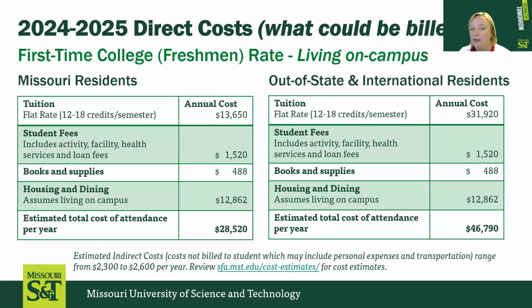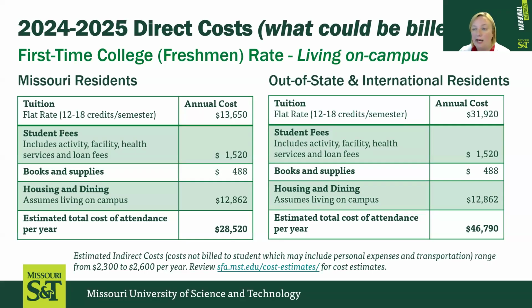We'll start with the cost of attendance. What you see here is the 24-25 direct cost. This is what could be billed to the student. Now, our cost of attendance is an average cost. It is not necessarily exactly what a student's going to be billed, but it's going to be pretty close. A cost of attendance is used to determine how much aid a student is eligible to receive. And it gives you a good starting point to budget for the year.